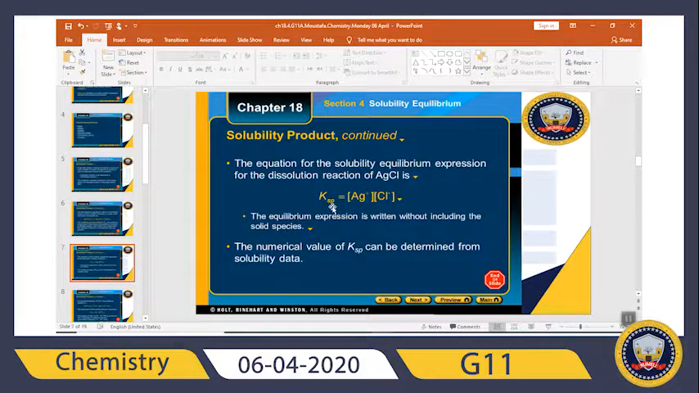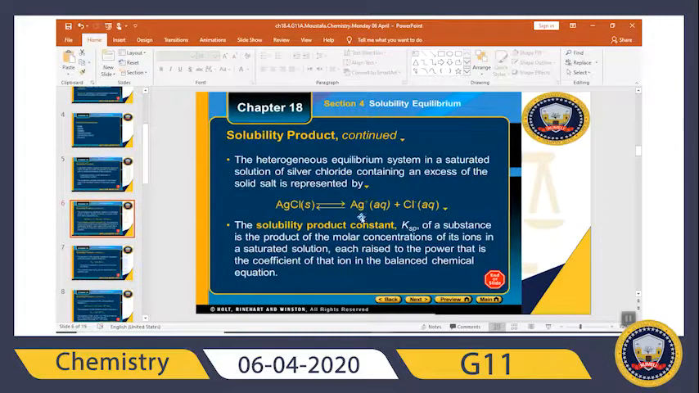So here, the expression Ksp is equal to the concentration of the products raised to the power of their coefficients, and we will neglect the reactants. So Ksp equals the concentration of silver ion to the power of coefficient 1, times the concentration of chloride ion to the power of coefficient 1, as mentioned in this slide.